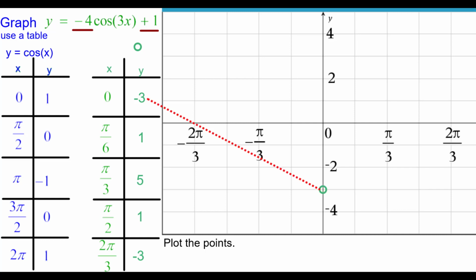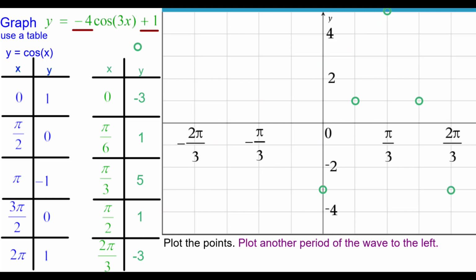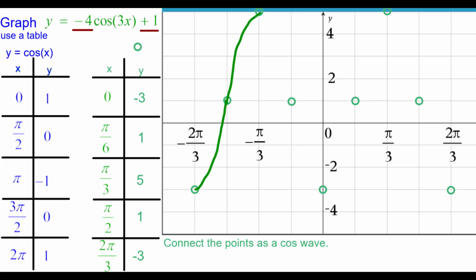So 0, -3. Pi over 6, 1, pi over 3, 5, pi over 2, 1, and 2 pi over 3, -3. We can plot another period to the left, go 2 pi over 3 from each of those points to the left. That's the period. So the minimum will be here, point of inflection is here, maximum here, and another point of inflection there. We can now connect the points as a cosine wave. And we'll just start the smile, the frown, and so on.